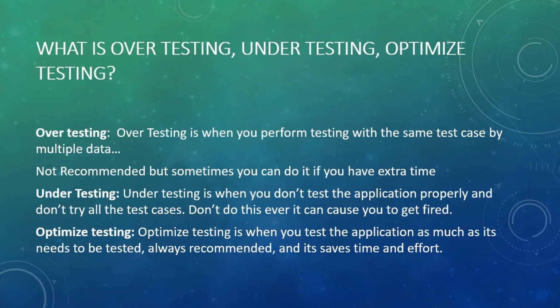What is over testing, under testing, and optimized testing? Over testing is when you perform testing with the same test cases by multiple data. Not recommended, but sometimes you can do it if you have extra time. Then we have under testing. Under testing is when you don't test the application properly and don't try all the test cases. Don't ever do this. It can get you fired.